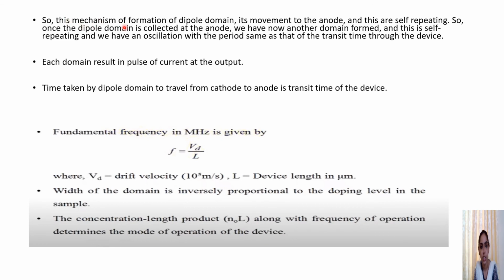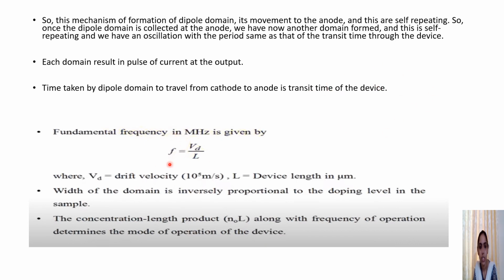We can consider this mechanism of the formation of the dipole domain as it moves from the cathode to the anode as self-repeating. Once a dipole domain is collected at the anode, another dipole domain is formed, and it is self-repeating, and then we get a continuous oscillation with a time period the same as the transit time through the device, that is the electron transit time. Each domain is going to result in a pulse of current at the output, and the time taken by the dipole domain to travel from the cathode to the anode is the transit time of the device.